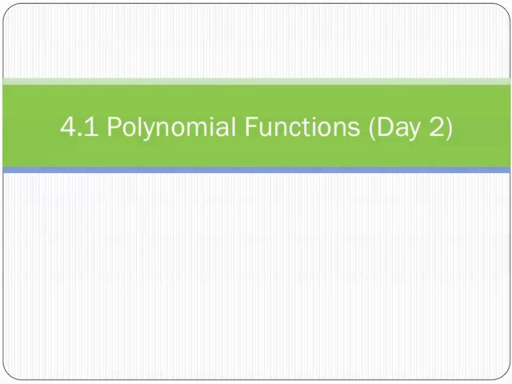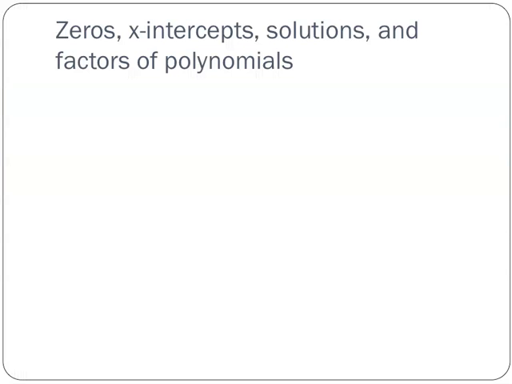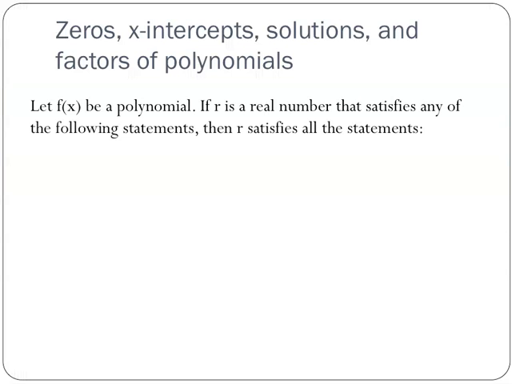Today we're going to continue our study on polynomial functions. In particular, we're going to talk about some terminology that's used when it comes to talking about the zeros of a function. So let's say you have a polynomial function f of x. If r is a real number that satisfies any of the following statements, then r satisfies all the statements. In other words, a lot of this terminology represents different things, but they really all refer to the same concept within the polynomial.